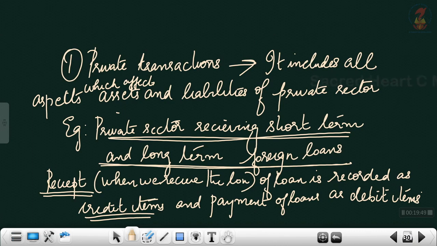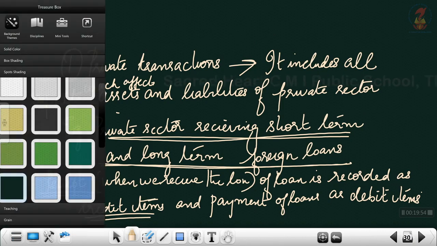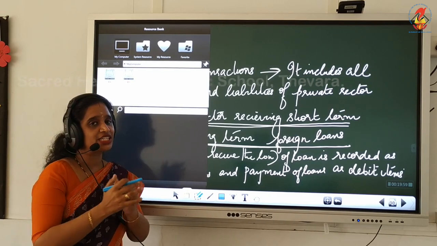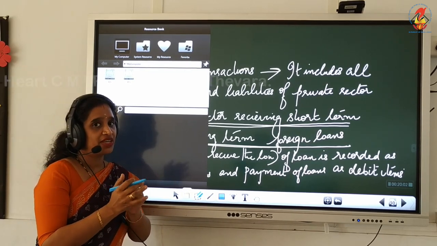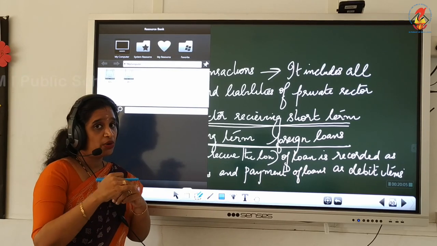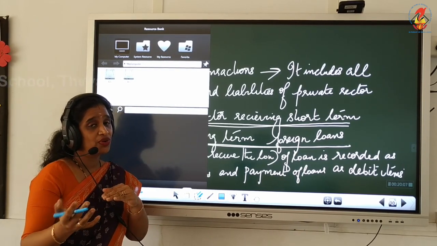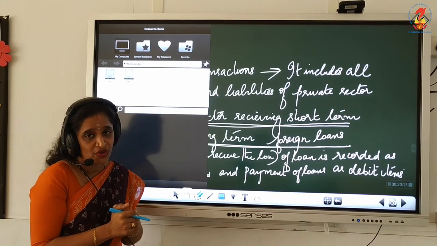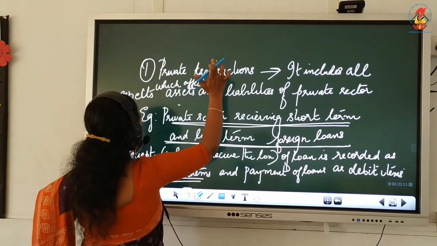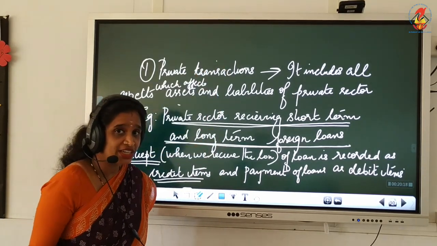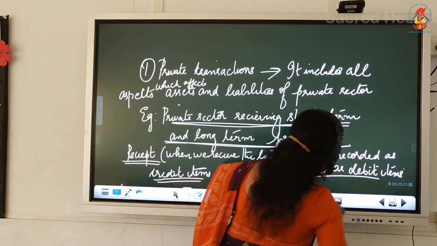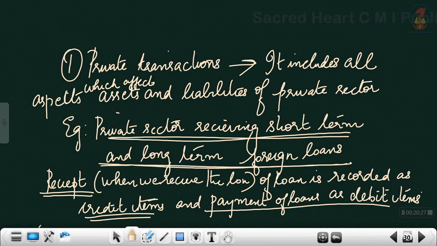But when they receive the loan, they have to repay the loan later with a rate of interest. When they receive the loan, it is an asset for them because for the time being they are safe. But when they have to repay the loan with a rate of interest, what will it become? It will become a payment. So when they have to make the payment, it is recorded as a debit item.